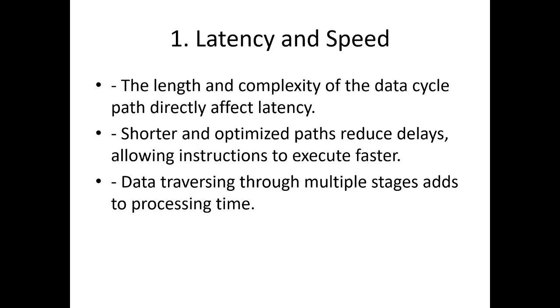The length and complexity of the data cycle path directly affects the latency, that is, the time it takes for data to travel through the CPU. A shorter and more optimized path reduces delays and allows instructions to execute faster in the CPU. CPUs execute multiple instructions per cycle in modern architectures.